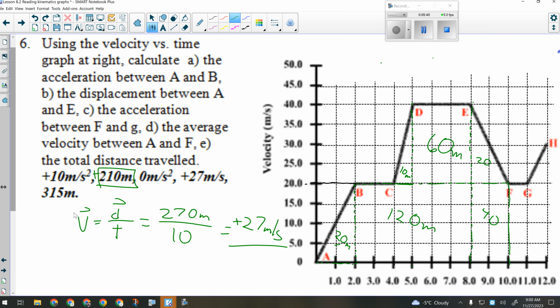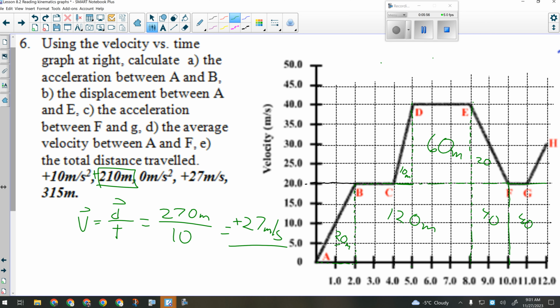Okay, and then for E, total distance traveled. Do I have a couple more shapes to put in there? How many more? 2. Okay, I got to put in this rectangle here, which is going to be the same as the one beside it, so I can save myself some work. It has exactly the same dimensions.